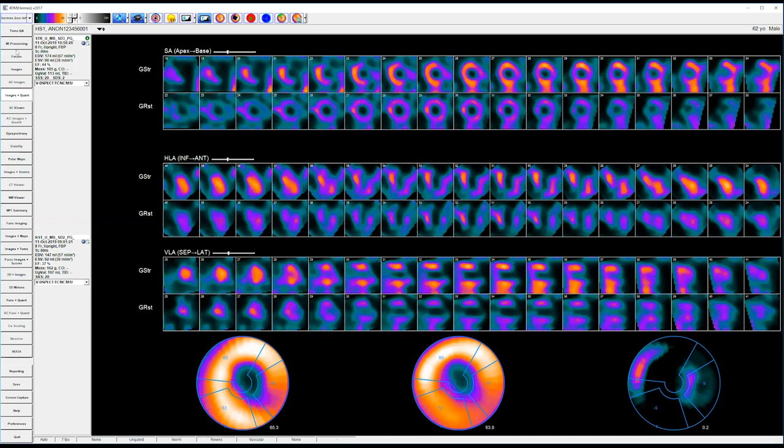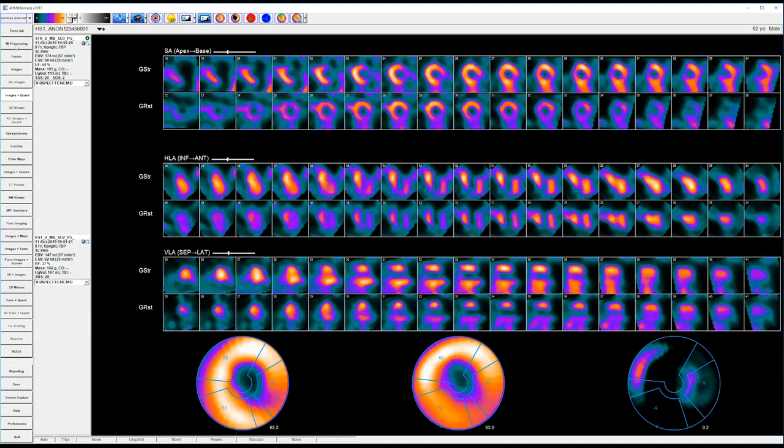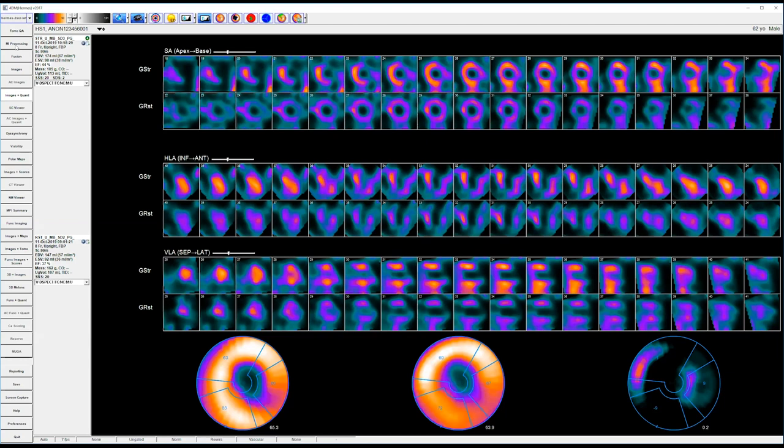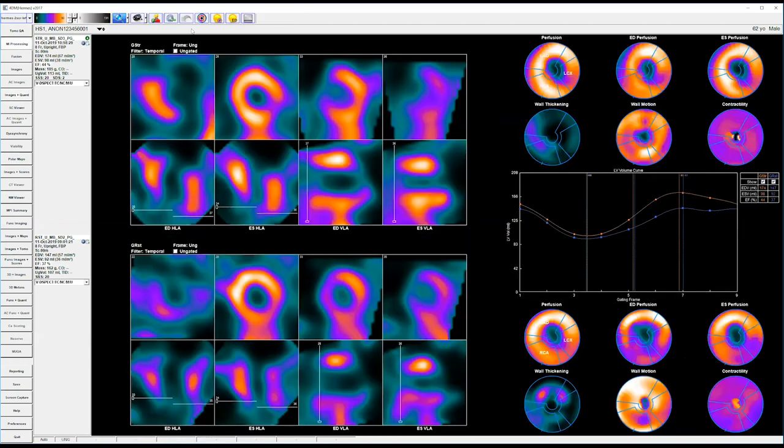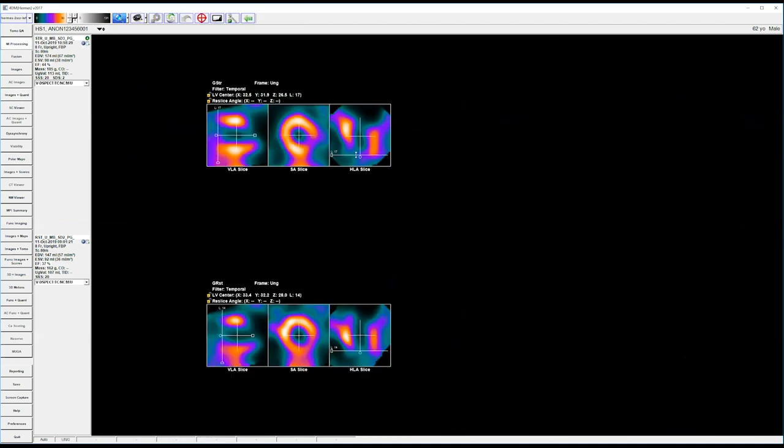But on the basal inferolateral, that seems to be thickening and moving okay there. Maybe at the mid, it might be a little reduced. Although, let me just fix this, and I think our audience is going to see live how we process these images.